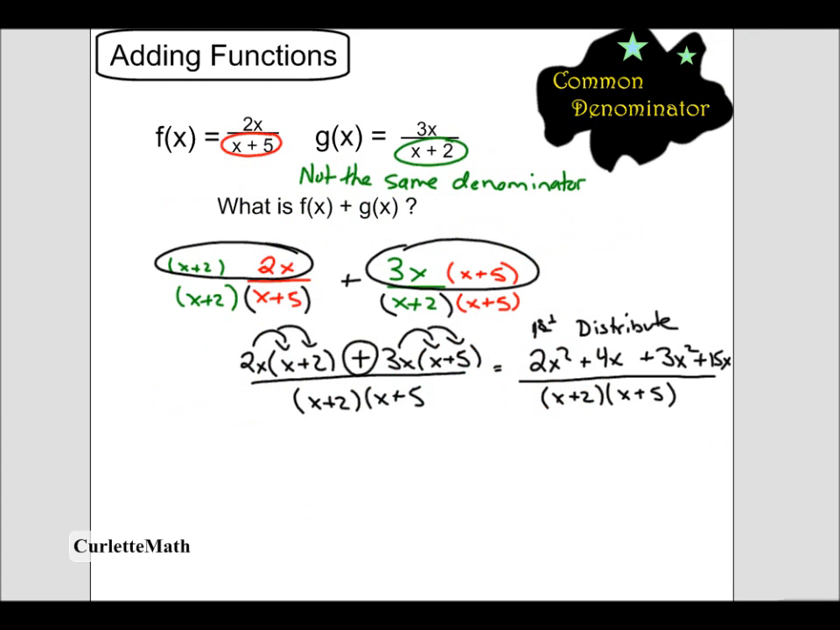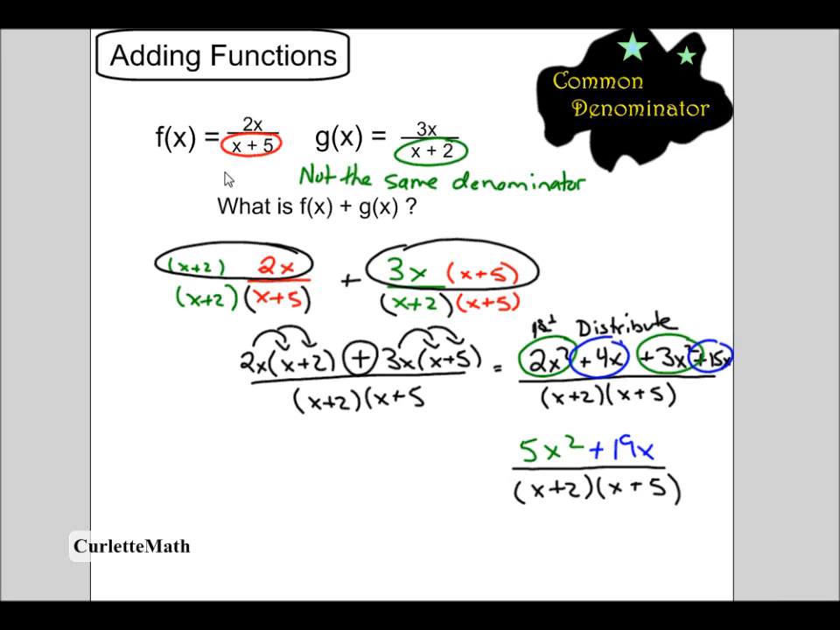So now I want to make sure that I combine my like terms. I have x squared terms of 2x squared and a positive 3x squared, which will give me 5x squared. And I have a 4x and a 15x, which will give me 19x, all over x plus 2, x plus 5. And that will be my final answer.